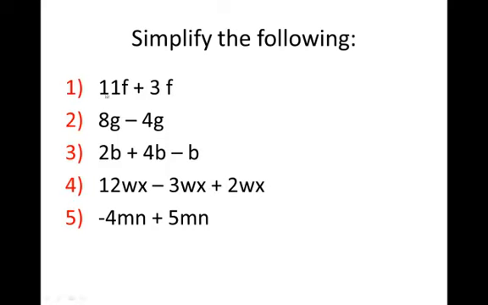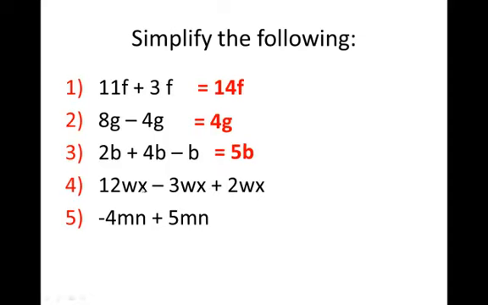So the first one, 11 lots of F plus 3 lots of F, you should have got the answer of 14F. For the second one, it's 8 lots of G, take away 4 lots of G, you should have ended up with 4G. For the next problem, 2 lots of B plus 4 lots of B is 6B, take away 1B, remember that's 1, leaves you with 5B.